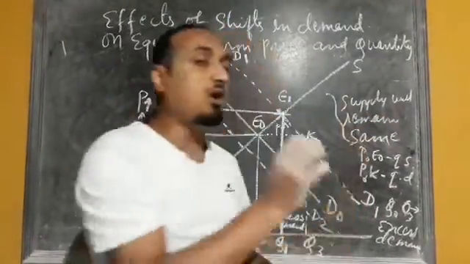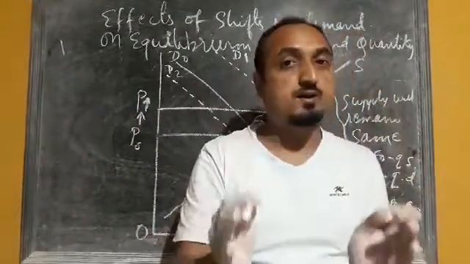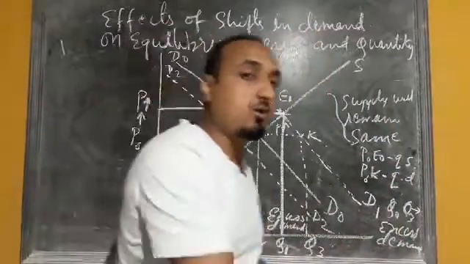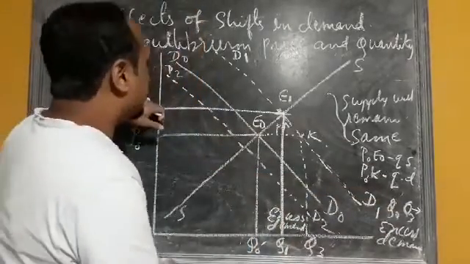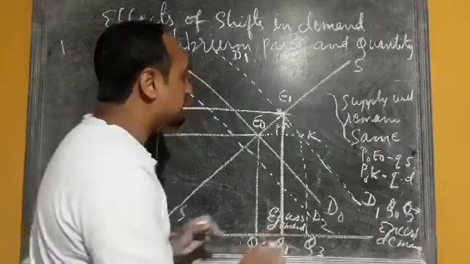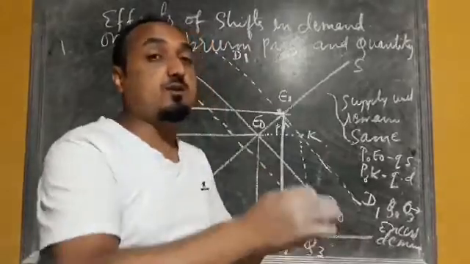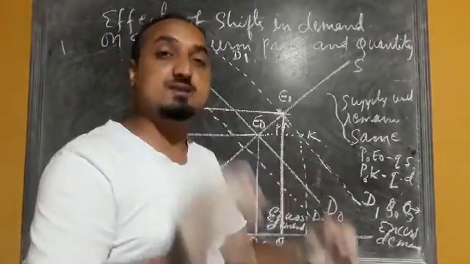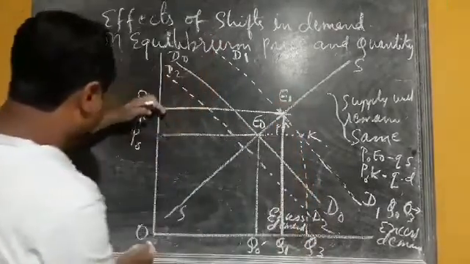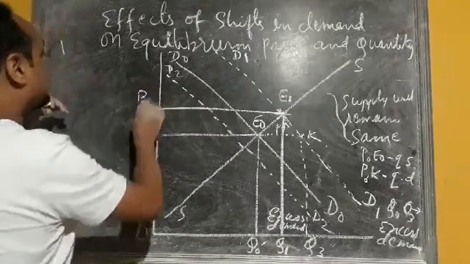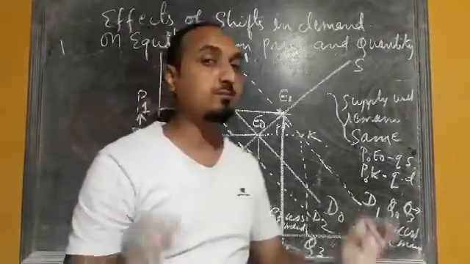Supply is not changing. We are only showing what will be the impact on equilibrium price and equilibrium quantity if the demand shifts rightward and leftward. When it shifts rightward, we have already discussed what will happen. The price will increase and quantity demanded will decrease because the price is increasing, which exerts an upward pressure on price due to excess demand. So we get the new equilibrium point E1, where equilibrium price is OP1 and equilibrium quantity is OQ1. That is clear from the diagram.